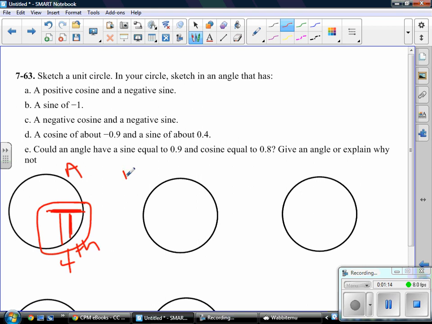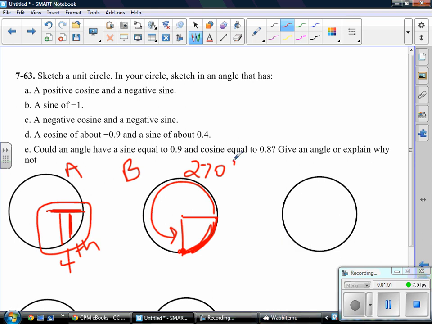Part B, a sine of -1. So this is talking about my vertical distance being down 1, exactly one unit below the ground. These are getting closer to -1 here, but right here is where it is straight down. So this angle right here, if I went all the way around, would be 270 degrees. So that is when I have a sine of exactly -1.